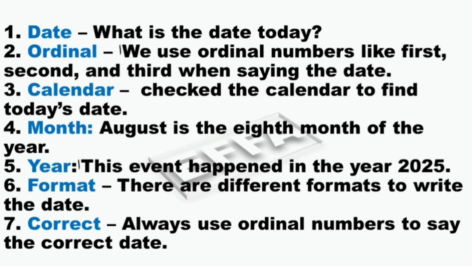Year. This event happened in the year 2025. Format. There are different formats to write the date. Correct. Always use ordinal numbers to say the correct date.